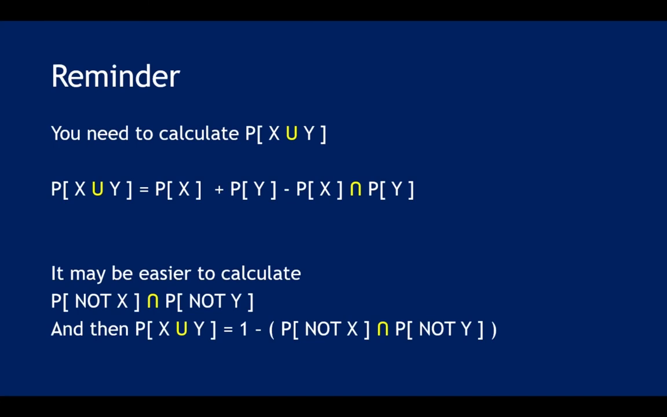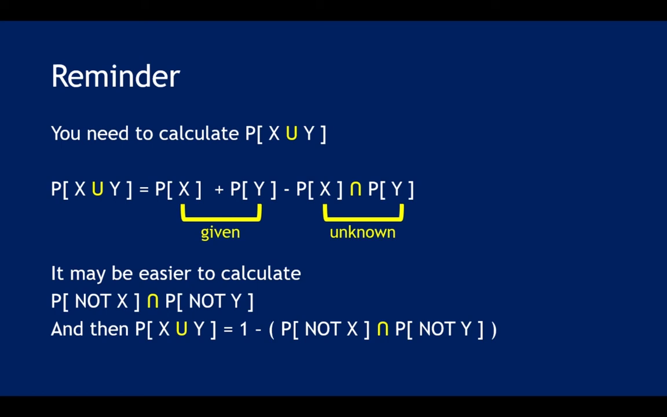Here's a very important trick that you will need to use a lot. And this is about calculating the union between x and y. Usually, the probability of x and probability of y are given to you. However, you do not know the intersection between the two. And so to calculate the union, that's really hard if you don't know the overlapping part between x and y.